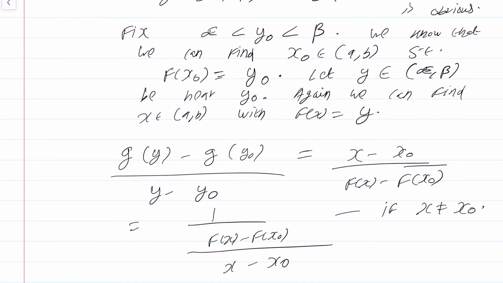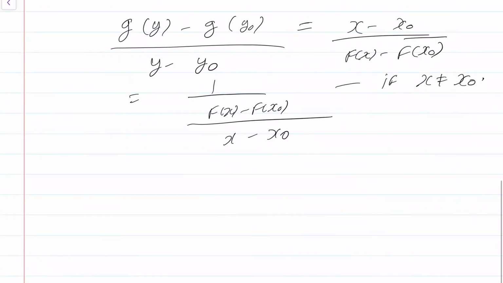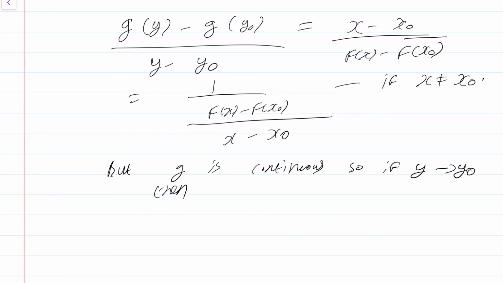All this is valid if x is not equal to x naught. But g is continuous, which was how we began the proof. So if y approaches y naught, then this point x must approach x naught, simply because x is just g of y, and of course g of y naught is x naught.